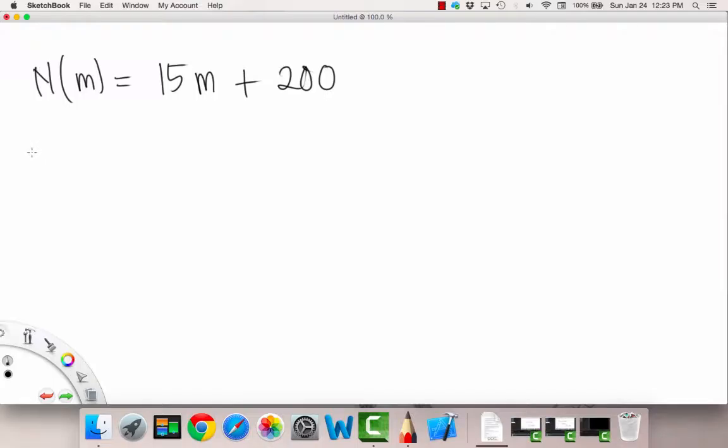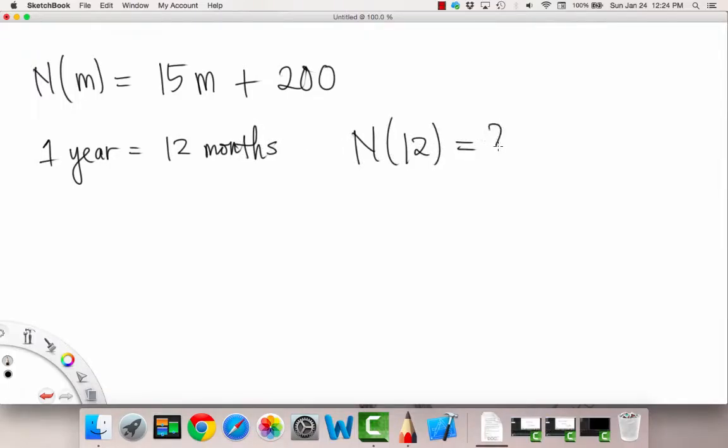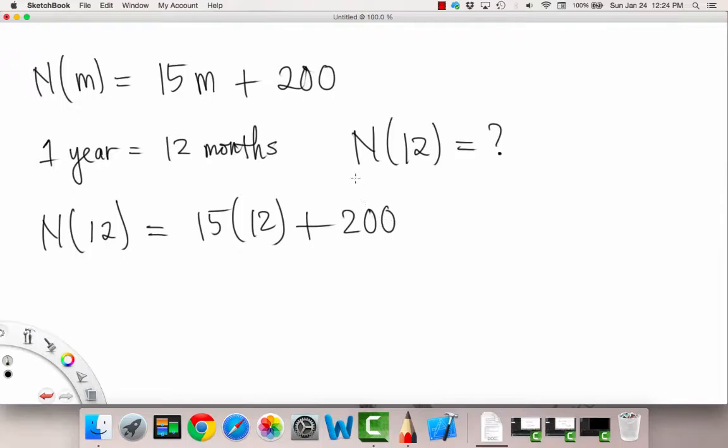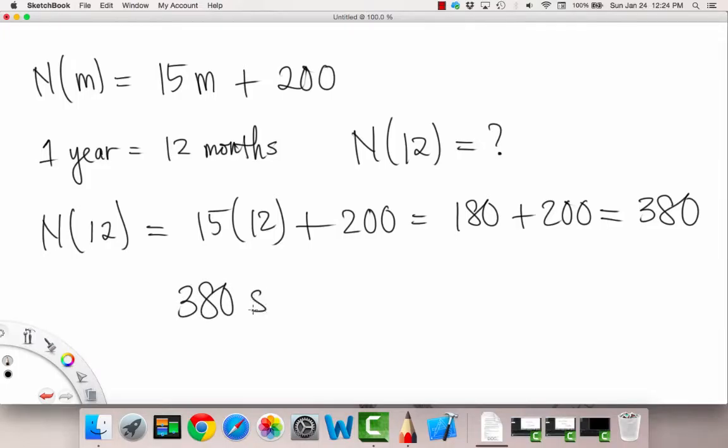So the question was, how many songs will he own in 1 year from today? Okay? So 1 year is equal to 12 months, right? So that means that we want to find what is n of 12. Okay? And in order to do that, we just plug in a 12 into our equation, and we go on our merry way. So n of 12 is equal to 15 times 12 plus 200, okay? And 15 times 12 is 180. So we have 180 plus 200. That's going to equal 380. So Marcus will have 380 songs by the time a year has passed, okay?